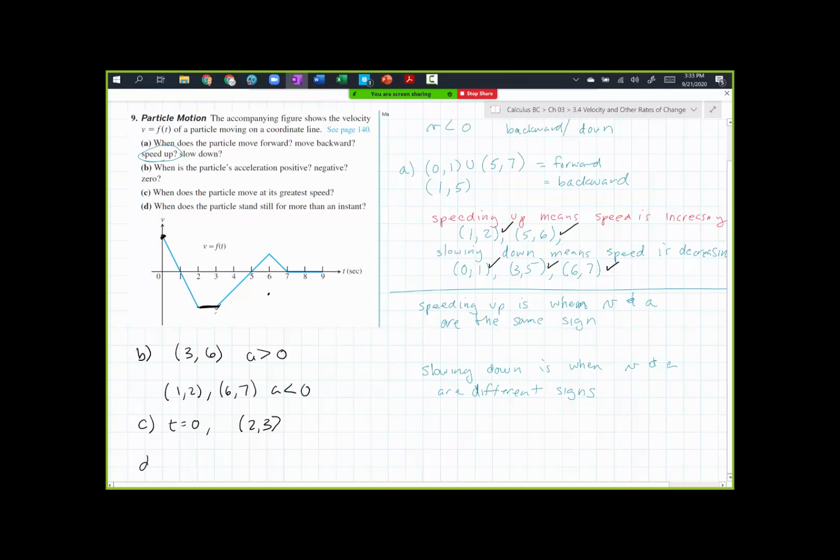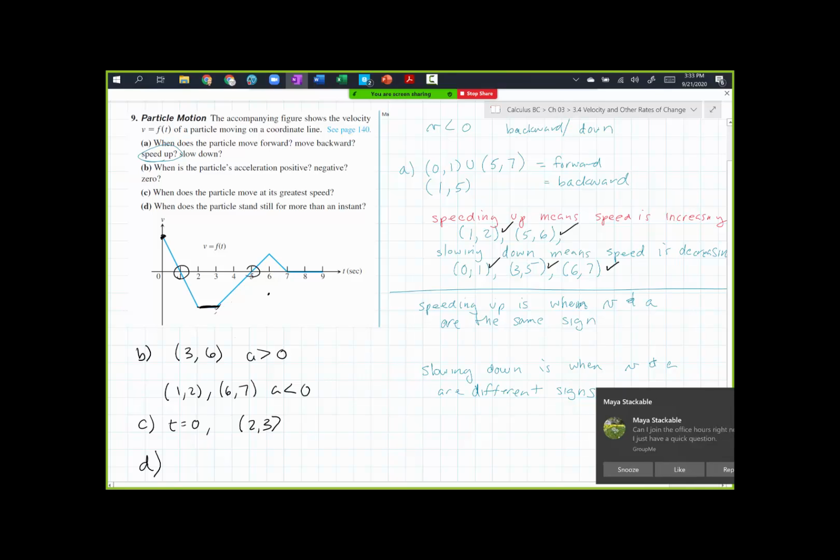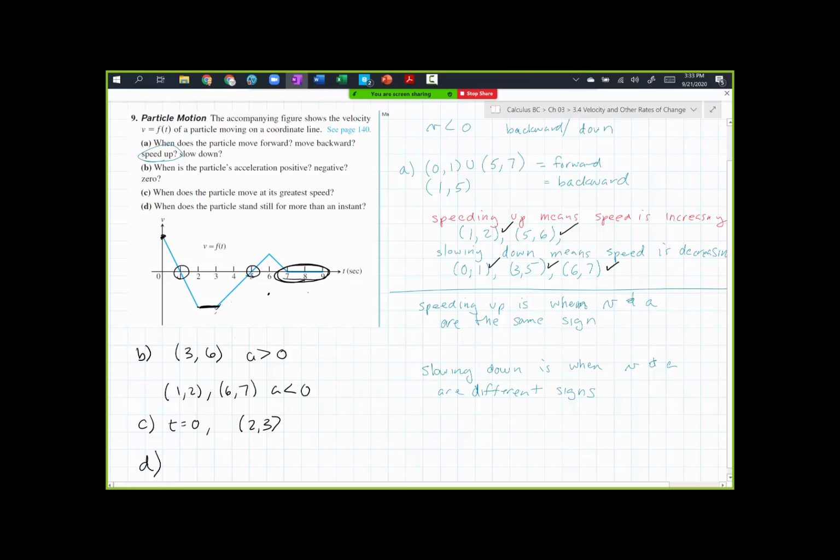And then lastly, when does the particle stand still for more than an instant? Well, it stands still for an instant there, but really it stands still for all of this time because we have a big long stretch of velocity equaling 0 on the interval from 7 to 9.